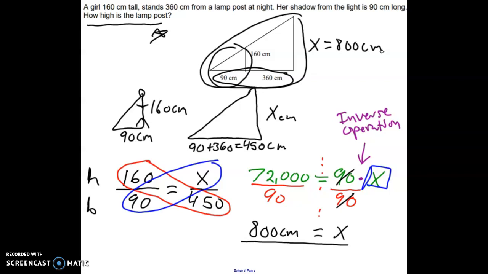Again, we took the problem, we broke it apart, we made sure to label our terms. I forgot to label a lamppost, so I'm going to draw a lamppost right here. That way I know I have the height of the girl and the lamppost. When we break apart the problems and we draw pictures, it makes it easier for our minds to comprehend what we're looking for.